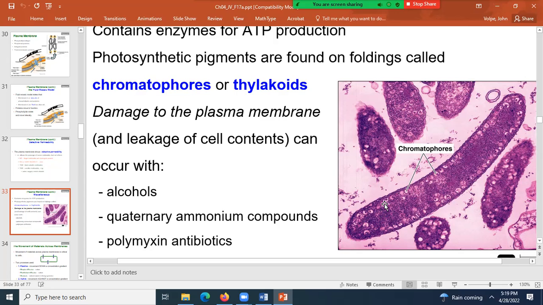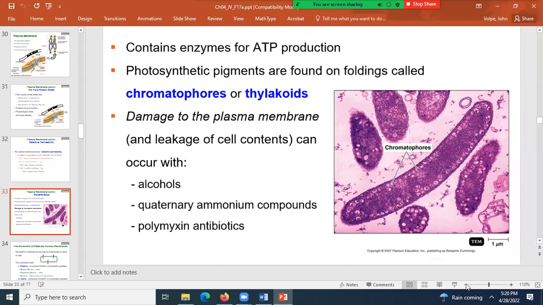But it then creates almost circles. They aren't totally circles. They're connected to the plasma membrane up here, and then it goes around, and then it's connected to the plasma membrane there. And these we call chromatophores or thylakoids. The thylakoid would be similar to what you find in the chloroplast, and that's why it's a slightly different name.